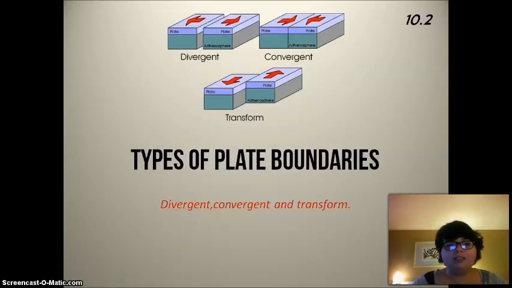Okay, we got three types of plate boundaries. These are divergent, convergent, and transform. As you can see in the images, the divergent separate from each other. The convergent, they get close to each other, and the transform, they split to the sides. It's like they were just rubbing each other.